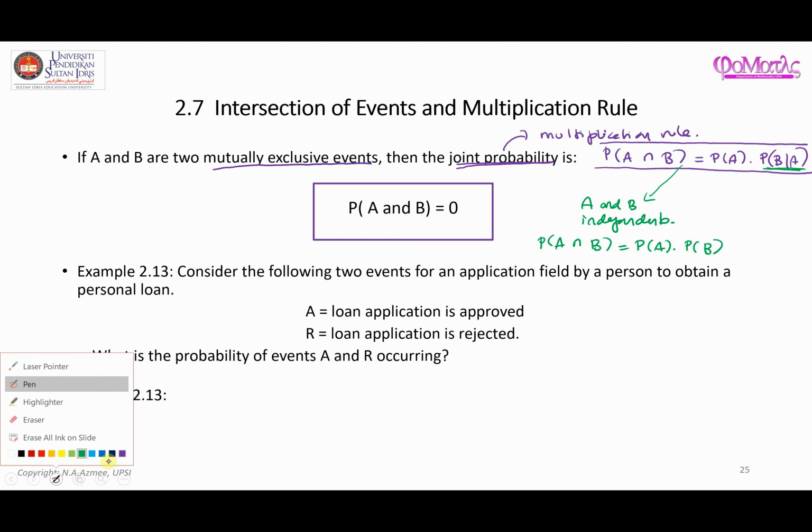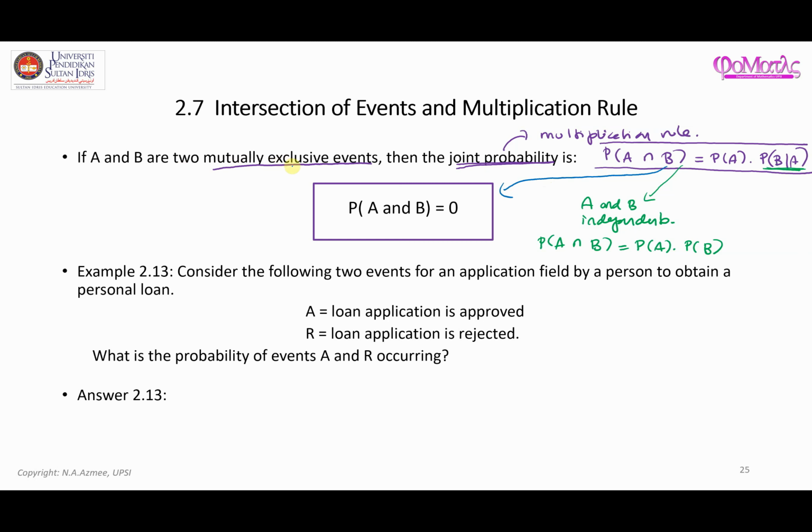Now there is another case. What happens if you know A and B to be mutually exclusive? So if A and B are mutually exclusive in this case, then automatically probability A and B is going to be 0. So it makes sense really. If there are mutually exclusive events, there will be no intersection at all. So when there is no intersection, that means the probability is going to be 0.